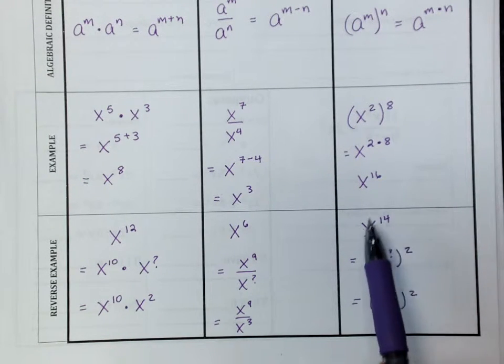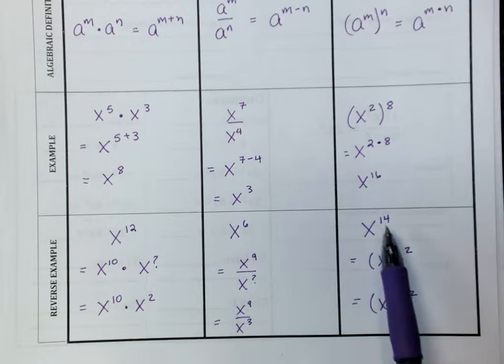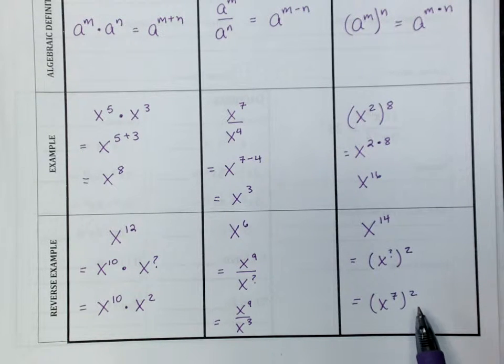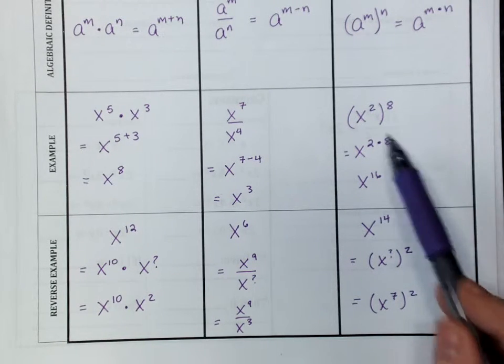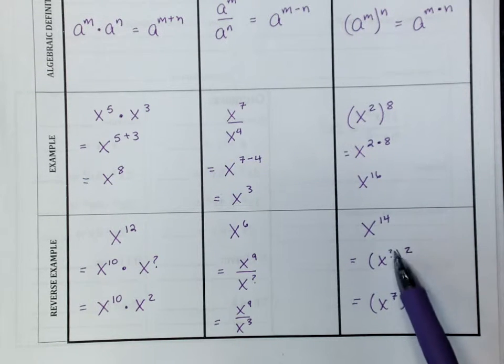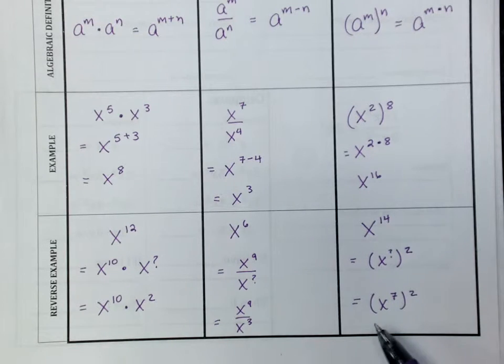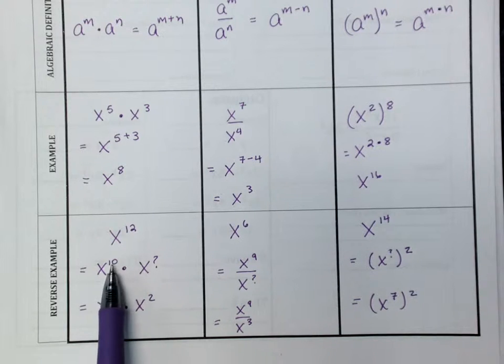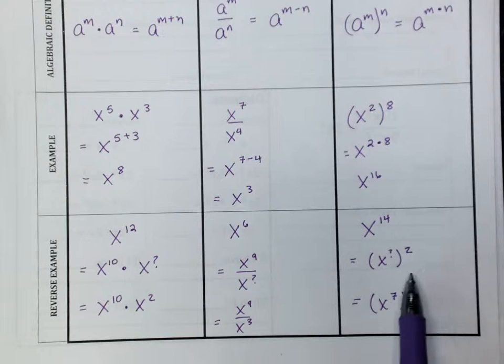So if we want to turn any power into a square, we're basically breaking that in half. We're dividing by 2. Because the opposite of multiplying exponents is dividing exponents. So the power rule says multiply the exponents. If we want to turn it into a square, we just divide by 2 and we get 7. We're reversing multiplication with division. Here we're reversing addition with subtraction. 12 minus 10 is 2. 14 divided by 2 is 7. Okay?